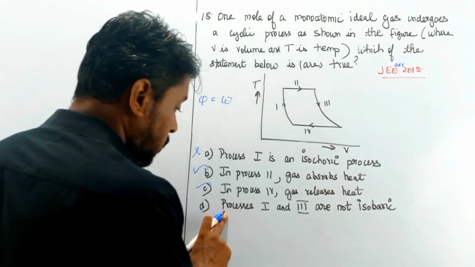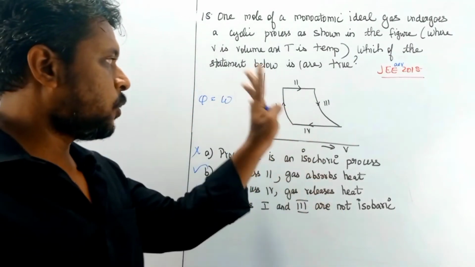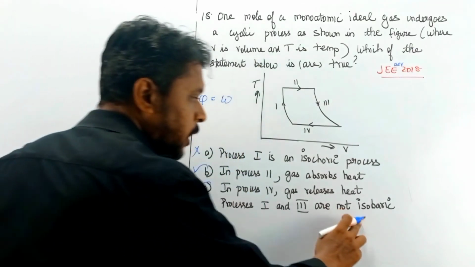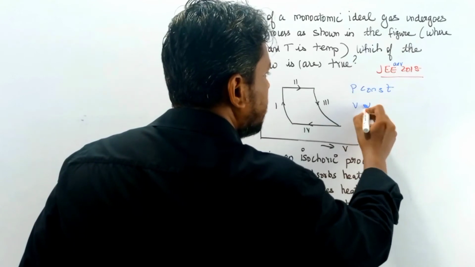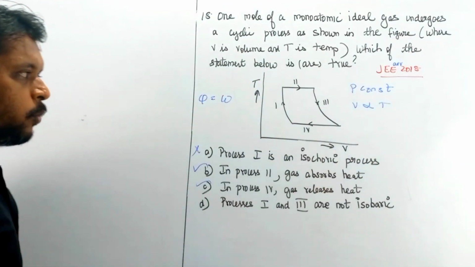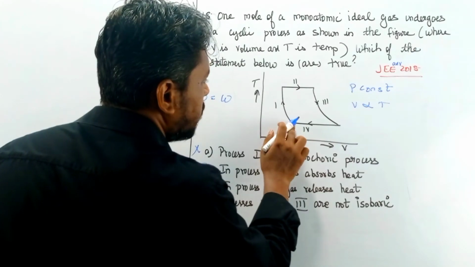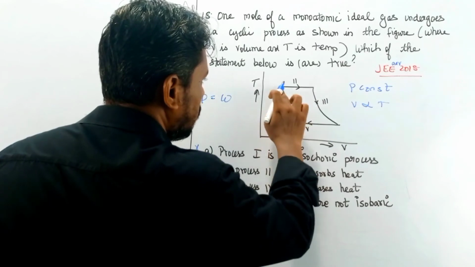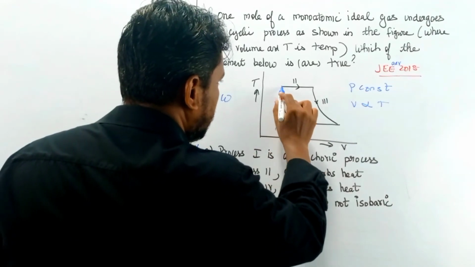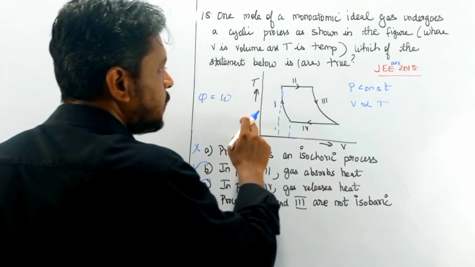Next option: processes 1 and 3 are not isobaric. They are saying that they are not isobaric. Yes, because isobaric means the pressure is constant. It means that volume is directly proportional to temperature. But see, in the case of 1 and 2, the volume gets reduced. In this curve we see that the volume gets reduced. Here we can see that the volume gets reduced.